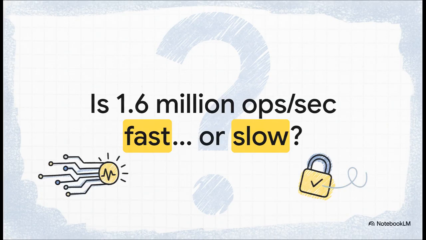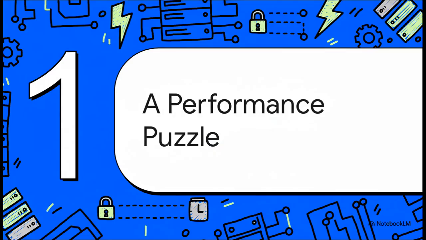Picture your program. It's doing its thing 1.6 million times, every single second. So, is that good? I mean, is that fast or is it actually kind of slow? It feels like a huge number, right? But the truth is, without more information, that number is basically useless. And that right there is the core of this whole performance puzzle. A number like 1.6 million operations a second sounds impressive, but it can be super misleading. It could be world-class, or it could be horribly inefficient.